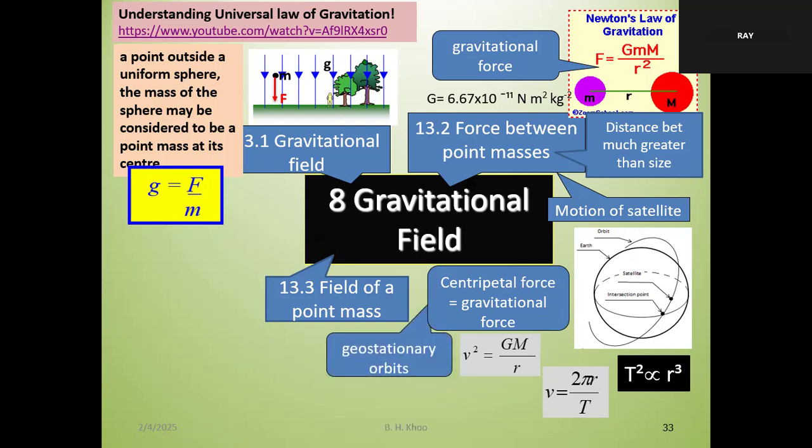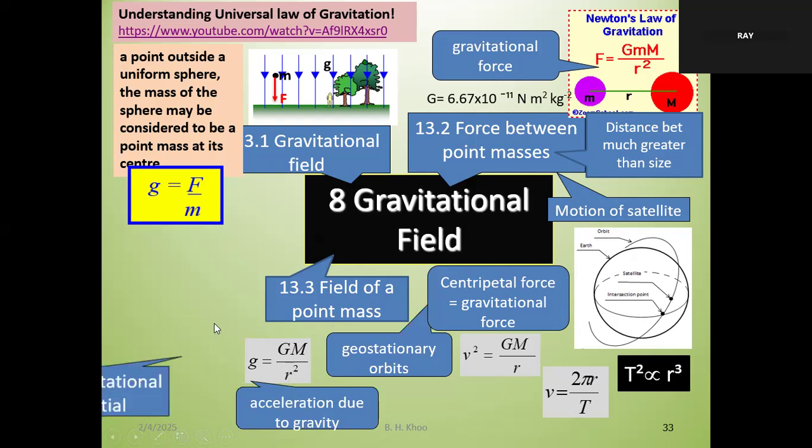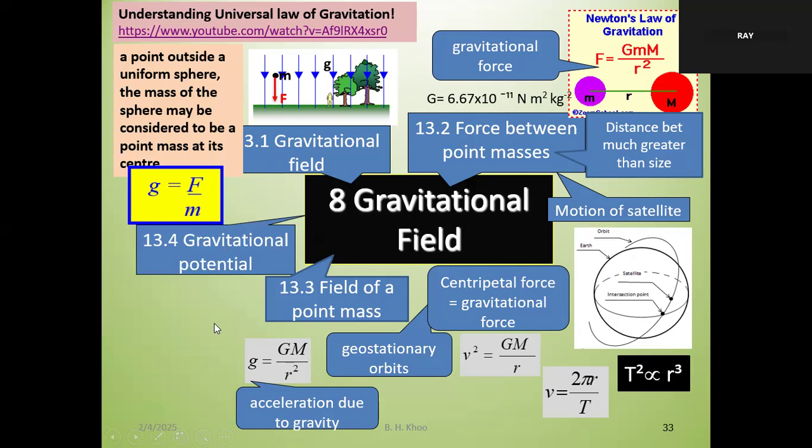Then we look at geostationary orbit. After that, we will look at the field of a point mass. g equals GM over r squared, or we can call that acceleration due to gravity, but we will call it the field of a point mass. The mass of the point mass is M, at distance r away from the point mass. And finally, hopefully we can cover gravitational potential.